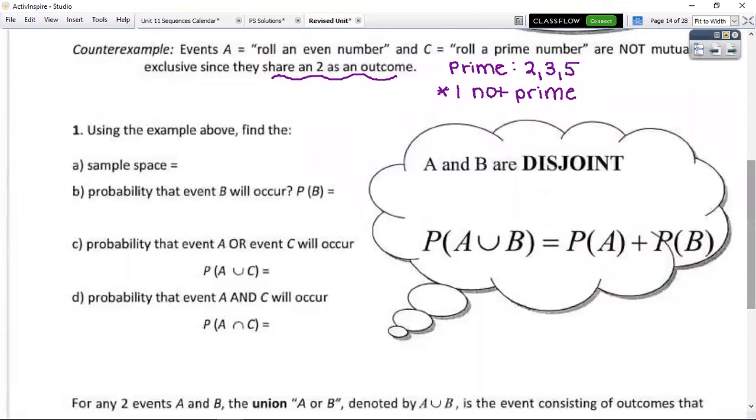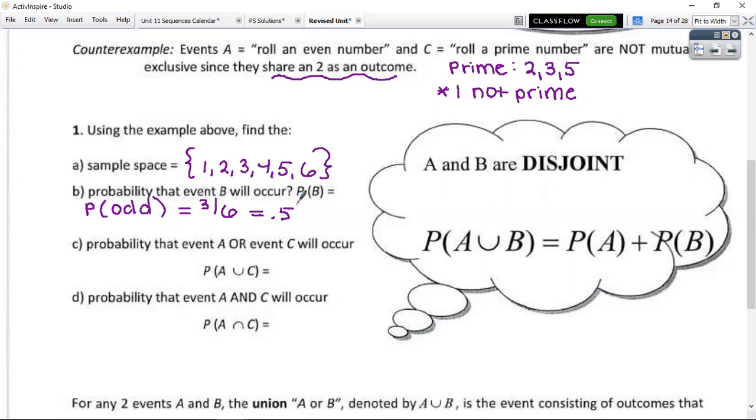So using the example from above, we want to list out the sample space. That's quick and easy. We already did that. The sample space of a die is 1, 2, 3, 4, 5, and 6. All right, next. The probability that event B will occur. What was event B? I forgot. Odd number, thank you. So the probability of odd is equal to, how many odds were up there? 3, right? Yep, so 3 over 6, equal to 0.5.